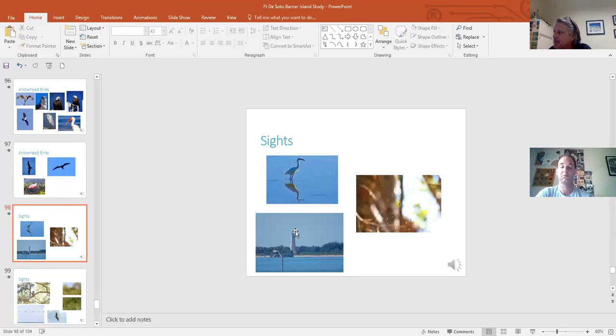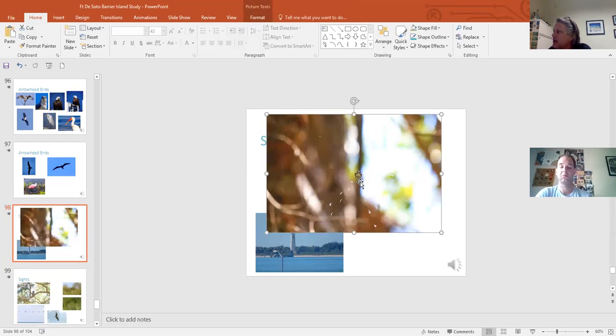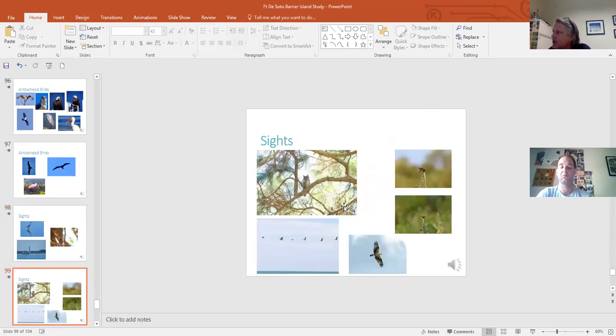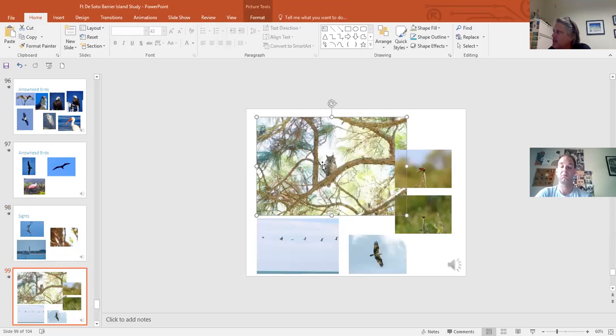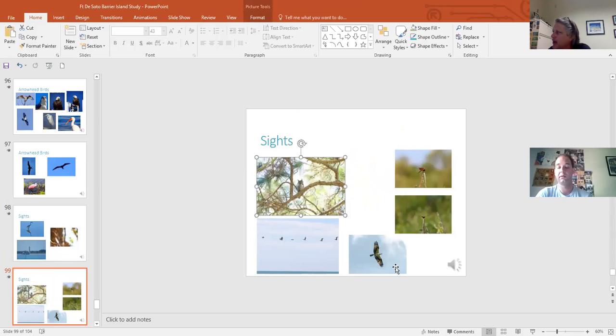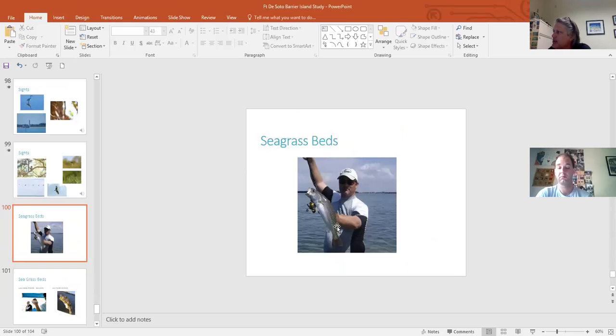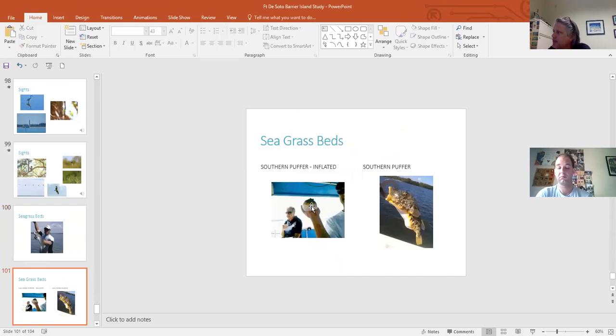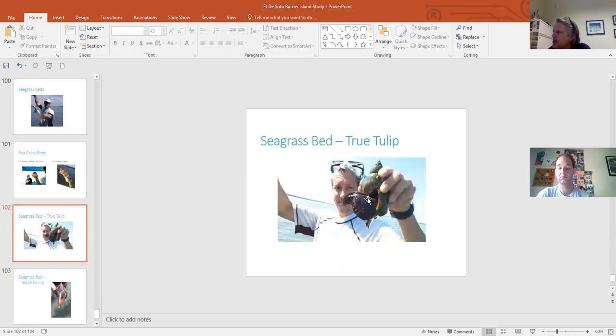There's Egmont Key. Growing in between trees, a lot of times you get this crab spider. Look at the beautiful web it spins. Here in the maritime forest, you get owls, more white pelicans, ospreys, dragonflies. There's a nice spotted sea trout out in the flats. Inflated pufferfish, southern puffer, out in the flats. This is a true tulip.